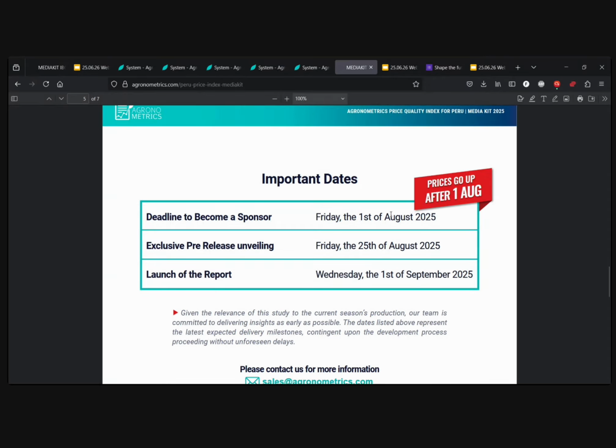The plan right now is to try to bring on as much sponsorship as we can by the 1st of August. We will have, for the sponsors, an exclusive unveiling pre-release on the 25th of August. So this will be with our insights and the first cuts of the public report ready to go. And then the public report will go out and be shared as widely as we can on the 1st of September. This is our timeline.